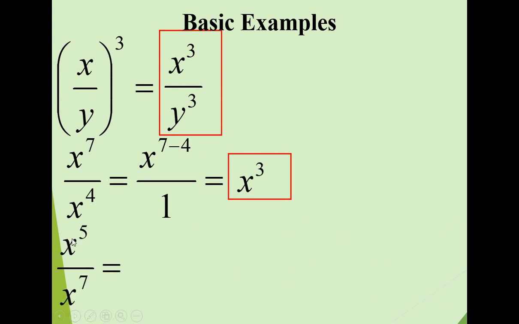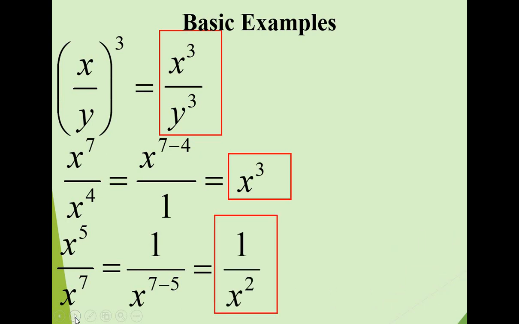Here, in this example, we have x to the 5th divided by x to the 7th. Now this is going to equal 1 over x to the 7 minus 5. So once you are asked to divide and you note that the power in the numerator is smaller than the one in the denominator, then it is 1 over x to the 7 minus 5. This is how you would write it. And that is going to give you a final answer of 1 over x squared. All right.